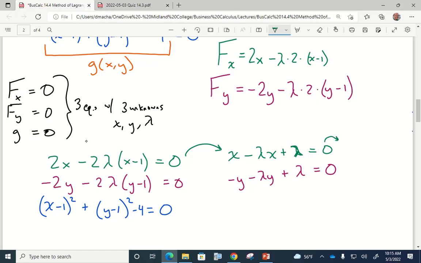I'm going to rewrite that one more time. I'm going to factor out this x to give me x times 1 minus lambda. And then I'll subtract lambda from both sides, so that's negative lambda. And then if I divide both sides by 1 minus lambda, it gives me this formula for x.